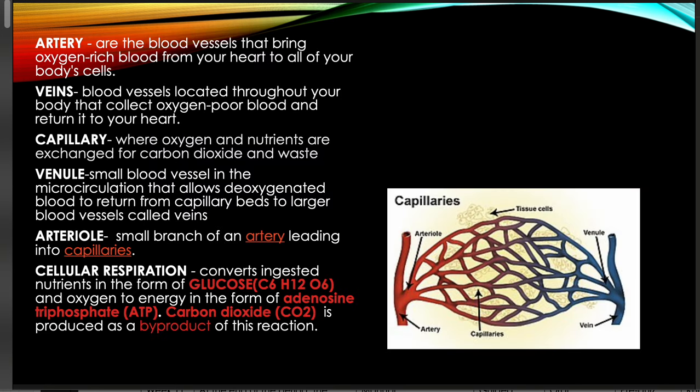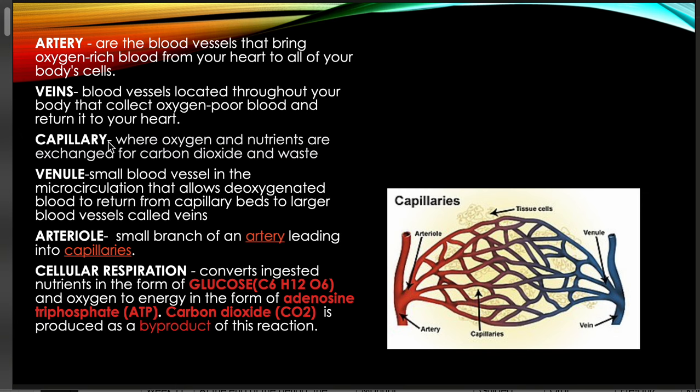Okay? So you already know this from your anatomy and physiology. Artery: these are the blood vessels that bring oxygen-rich blood from your heart to all of your body cells, in contrast to your veins, blood vessels located throughout your body that collect oxygen-poor blood and return it to your heart. So don't be confused. Artery has an R, so you have your oxygen-rich, it is rich. They carry your oxygen-rich blood from your heart to all of your body cells, whereas veins have no R there. So your veins carry your oxygen-poor blood.